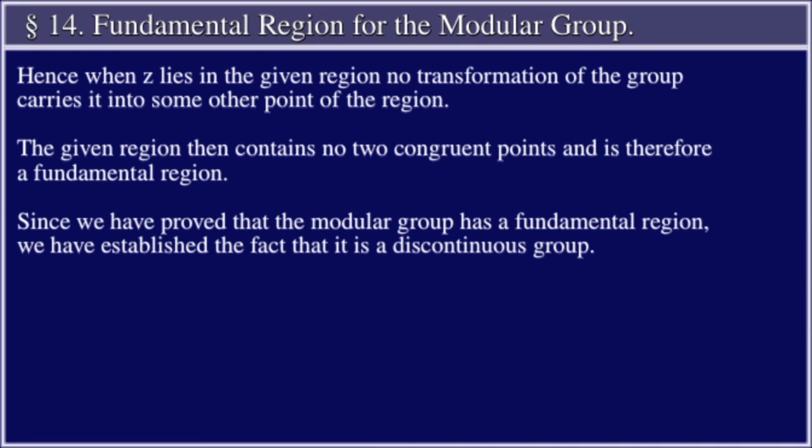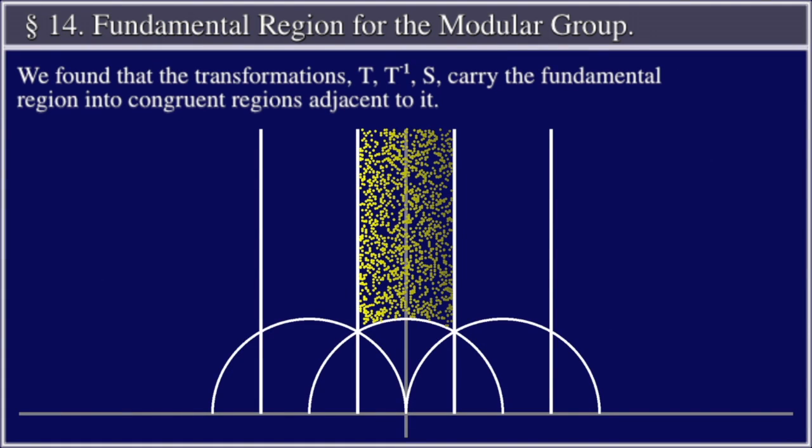Hence, when z lies in the given region, no transformation of the group carries it into some other point of the region. The given region then contains no two congruent points and is therefore a fundamental region. Since we have proved that the modular group has a fundamental region, we have established the fact that it is a discontinuous group. We found that the transformations T inverse and S carry the fundamental region into two congruent regions adjacent to it.